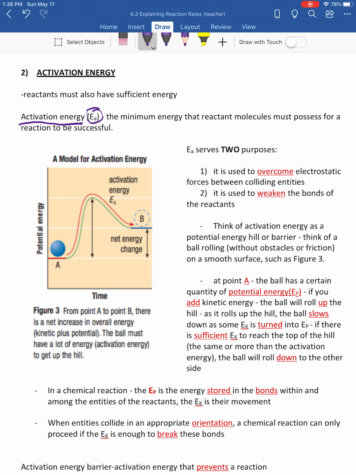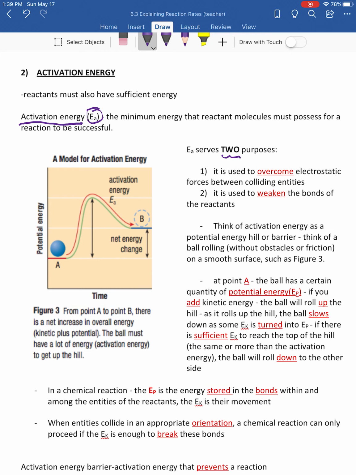All right, so my activation energy serves two purposes, like I just said. It overcomes the electrostatic forces between colliding entities. So first off, you know how when electrons get too close together, they will repel. So the activation energy overcomes the innate repulsion between two different molecules, right? And that activation energy is also the force or the energy that is there to weaken the bonds of the reactants so they can be broken. Because remember, we got to break the old, make the new.